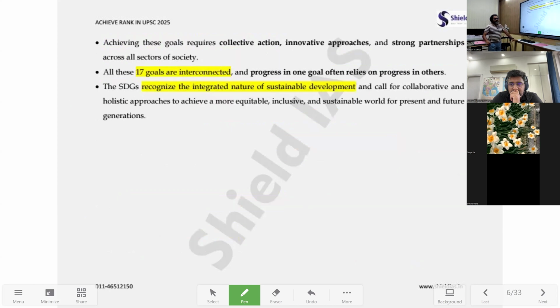Achieving these goals requires what? What we expect: collective actions. That means international collaboration. National level collaboration, we use a term called cooperative federalism. International agreements and collaborations, cooperative federalism within the country. Then we talk about local self-government, which should highly empower the local communities.